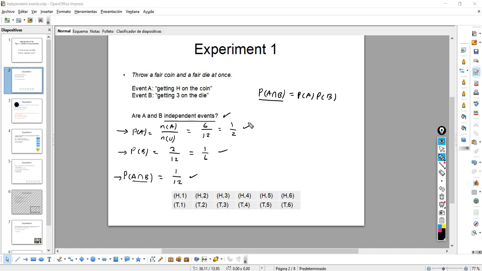What is this? 1/12. What is P of A? That's 1/2 times P of B, which is 1/6. So of course this equation checks, as we knew it. You see? So that's pretty much the experiment number 1. Very simple experiment.